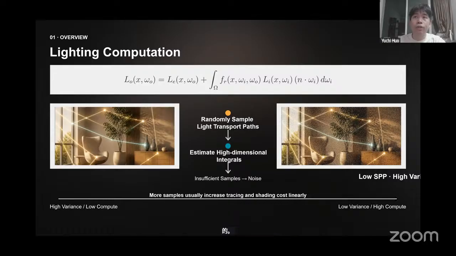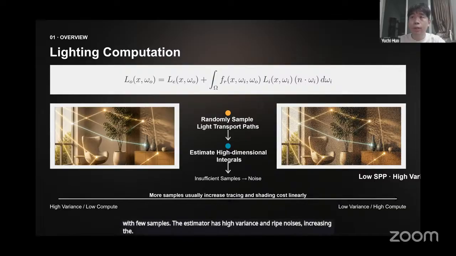The most challenging part is actually the lighting, for example the light transportation, which requires recursively solving the rendering equation, which generally has no analytical solution for a real scene. Path tracing estimates the high-dimensional integral by randomly sampled light transport paths. With few samples, the estimator has high variance and visible noise. Increasing the samples can reduce the variance, but tracing and shading costs usually grow almost linearly. This trade-off motivated learned prediction and reconstruction of light transportation.